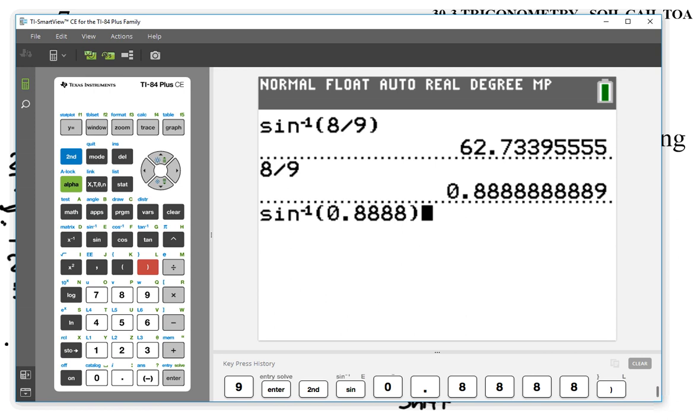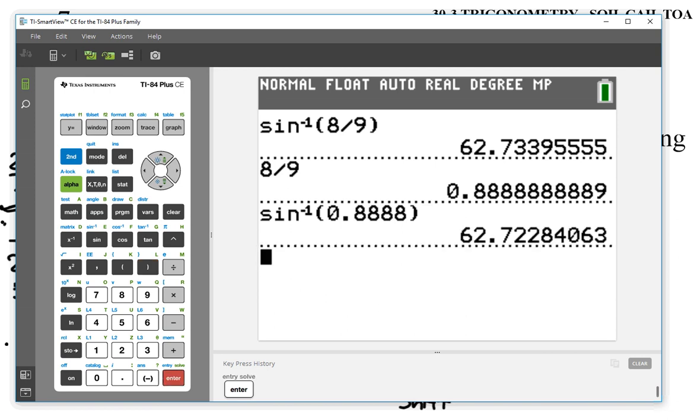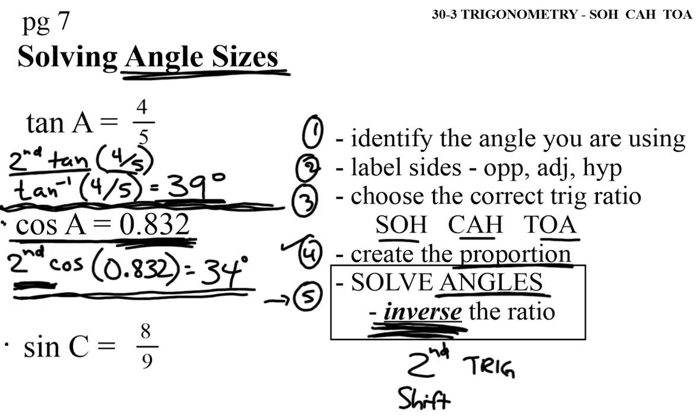And when I second function sine that, we can see it's not exactly the same because the decimal 888 should really be more 8s, but we are so close, it's still 63 degrees. Angle C is 63 degrees because we second sined the 8/9. So that's the last step in solving angles.